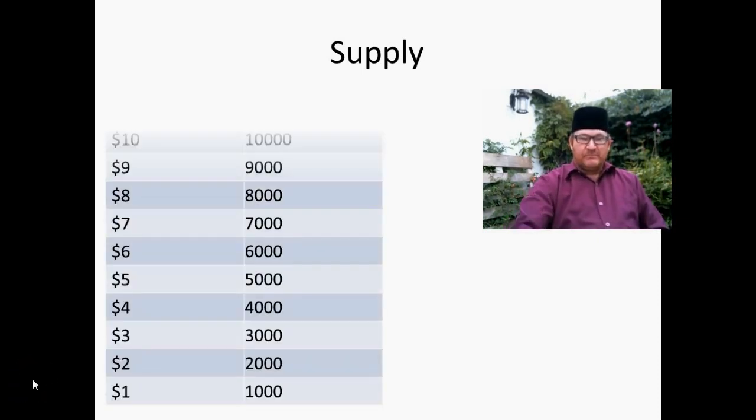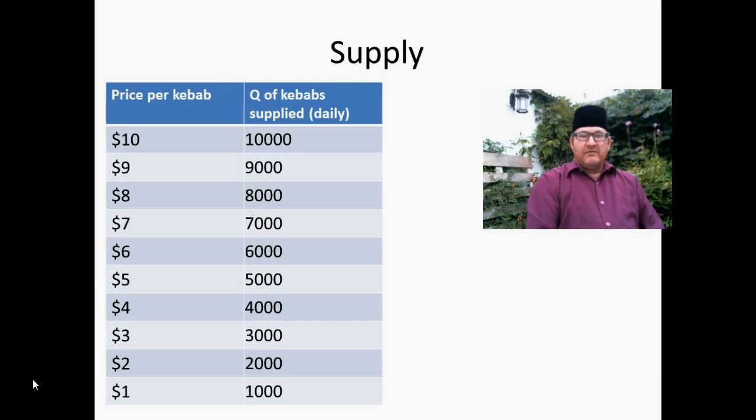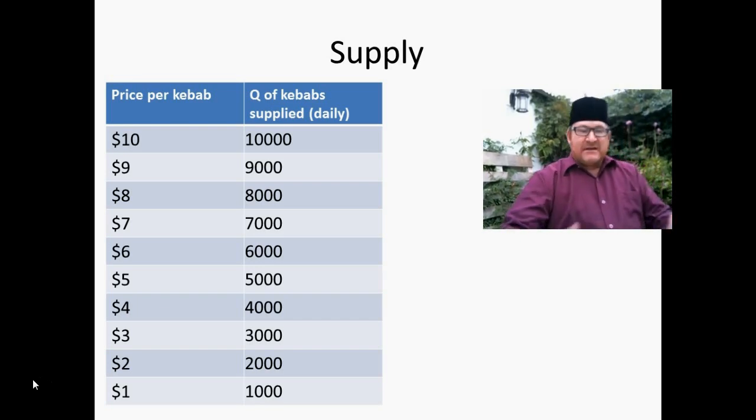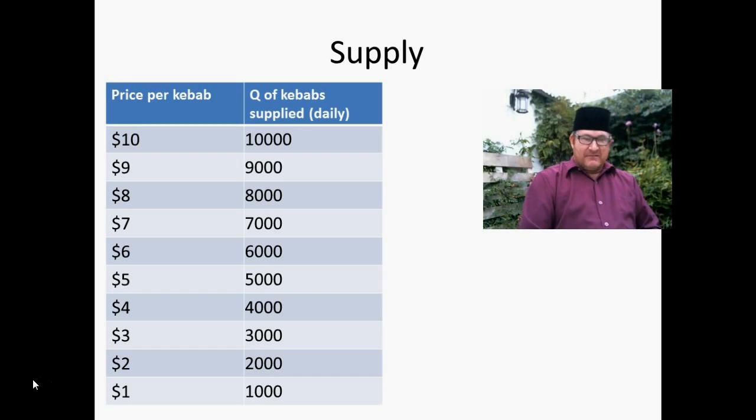So, again, to take an example, here we have the various maximum quantities of kebabs that sellers are willing and able to supply to the market at various prices per kebab. We can see it's represented here in a schedule, just like in the case of demand. So schedule. Supply means the entire schedule. The quantity supplied at any given price might be, say, 6,000 for $6, or 4,000 is supplied or offered for sale if the price is $4.